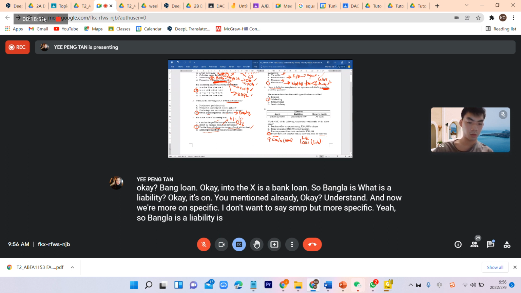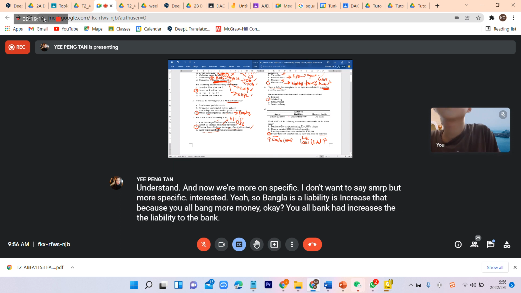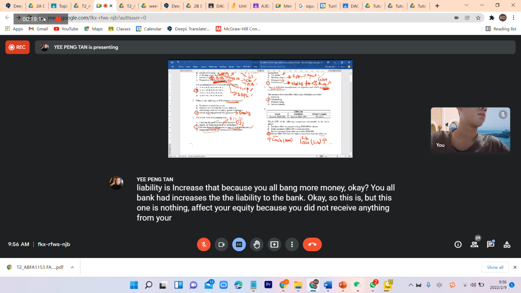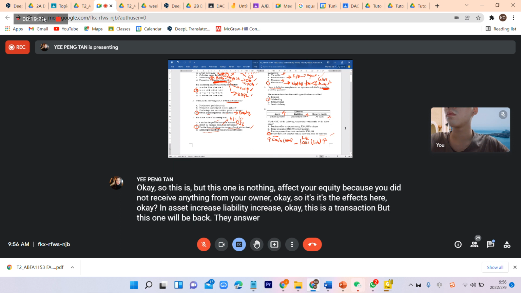Liability is increase or decrease? Increase, because you owe the bank more money. You owe the bank, so it increased the liability to the bank. But this one does not affect your equity because you did not receive anything from your owner. So in asset increase, liability increase. This is a transaction, but this one has no impact. The answer is D. Correct. Okay, very good.